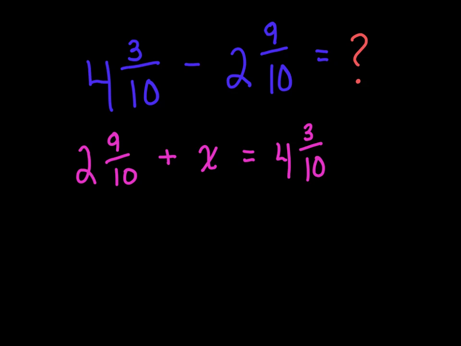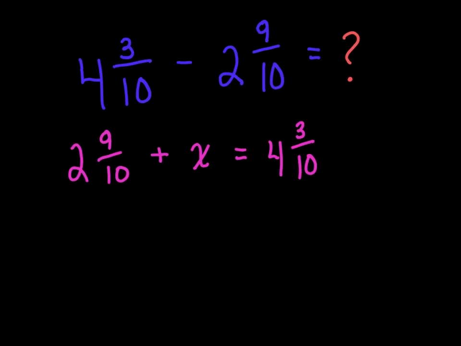4 and 3/10 take away 2 and 9/10. Another way of looking at this, you could say 2 and 9/10 plus what is going to give you 4 and 3/10. So we know that we can't take 9/10 from 3/10. So we're going to have to do some magic here.